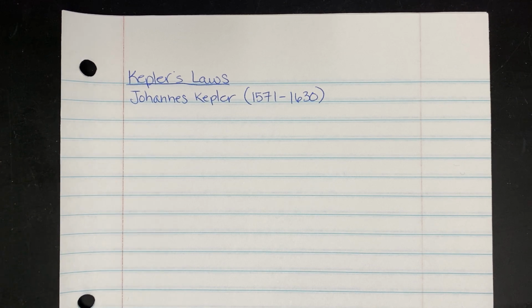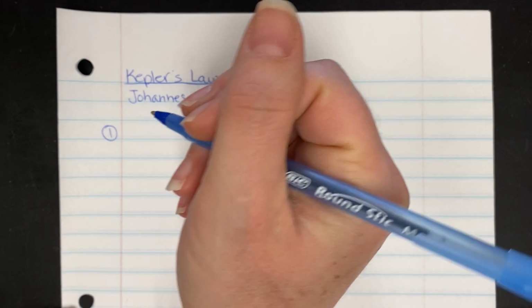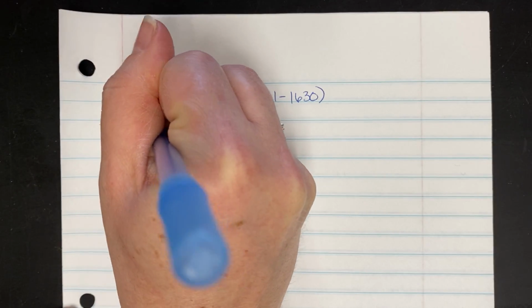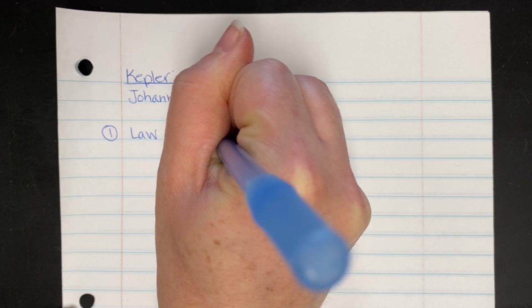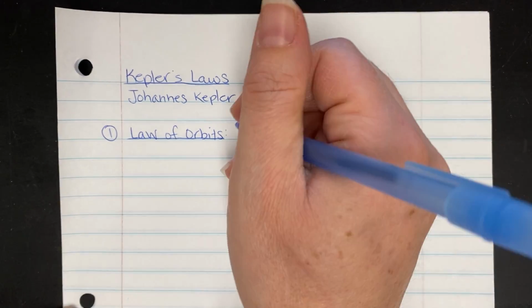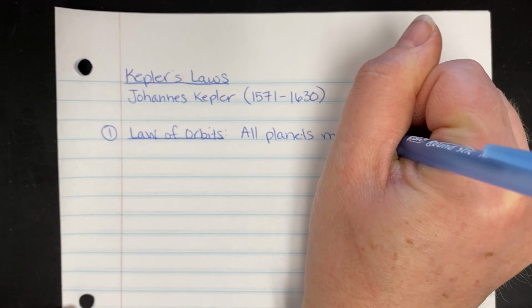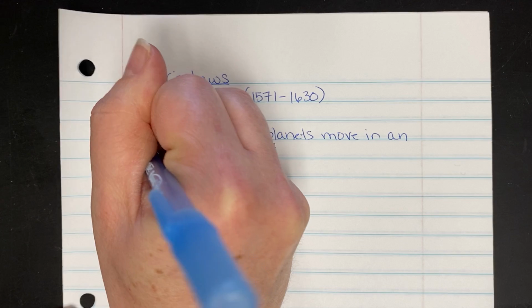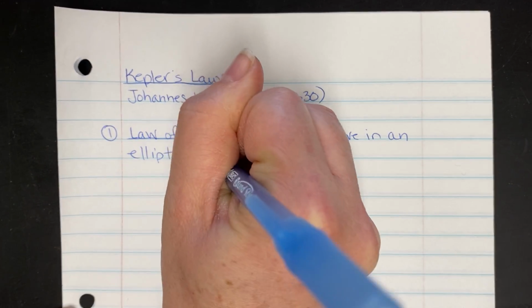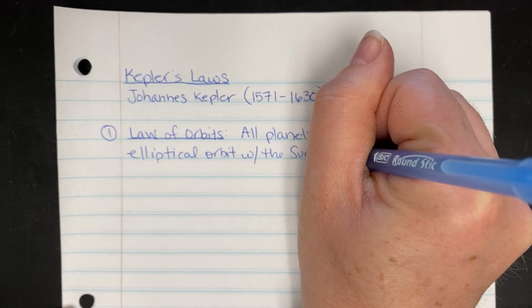So he gives his work over to Kepler and says, here, I got this data for you. And Kepler was like, this data is great. And Kepler takes this data and makes it into Kepler's 3 laws. So the first of Kepler's laws says the following. This one is called the law of orbits. And very simply, it says all planets move in an elliptical orbit with the sun at one focus.